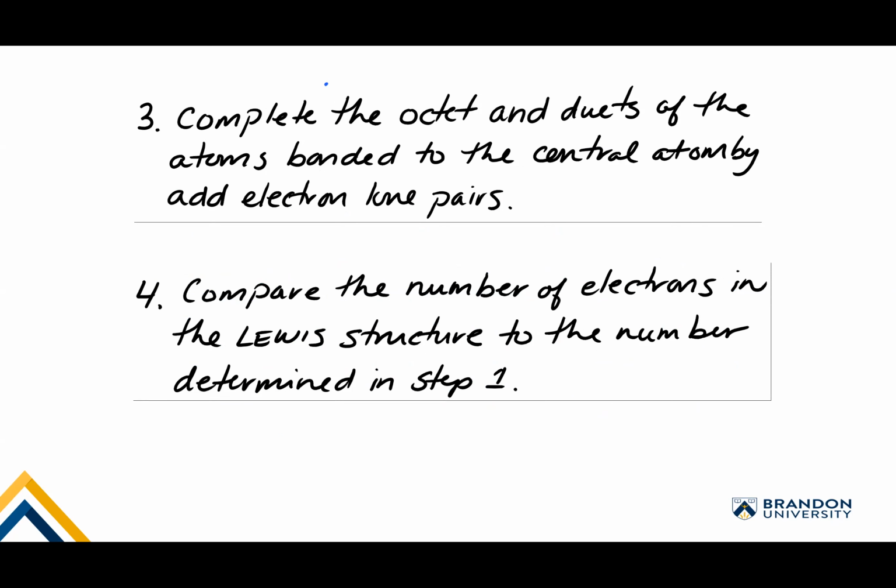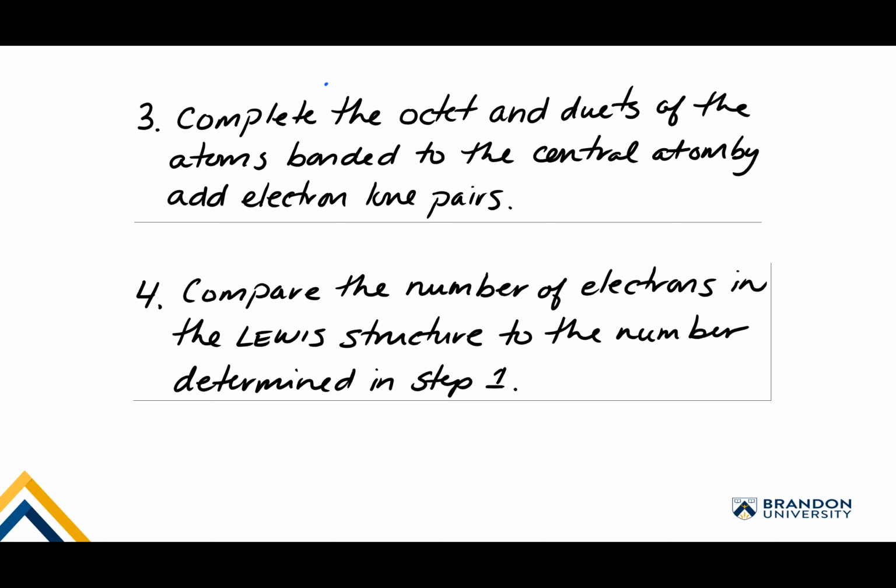Okay, so the next step is to complete the octets and duets of the atoms bonded to the central atom by adding electron lone pairs. So if it's bonded to a hydrogen, it's set, you don't have to worry about it. But if it's an oxygen with a single bond, then you have to add 3 lone pairs to complete the octet. So this step is basically adding electron lone pairs to the atoms on the periphery to complete their octets.